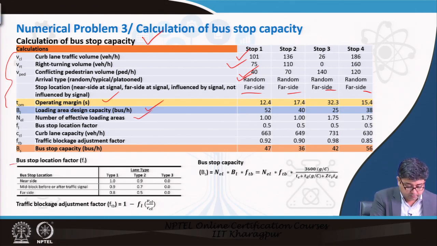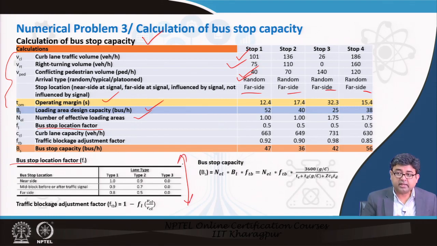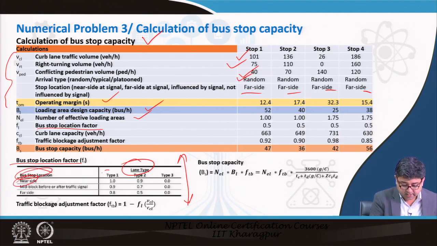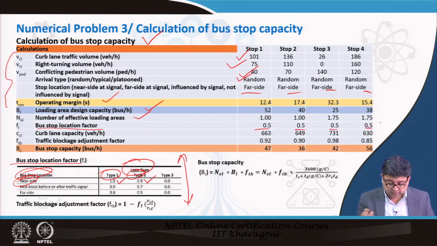Now, in order to calculate the bus stop location factor F_L, the bus stop location factor is again given by a standard table. These standard tables tell you that, for lane type versus bus stop location, if it is a near side type 1, then you can use this one, and if it is a near side type 2, then you can use these values. So we put in whatever value applies. This is a far side, lane type 2 bus stop, located on the far side of the intersection. So 0.5 has been used.